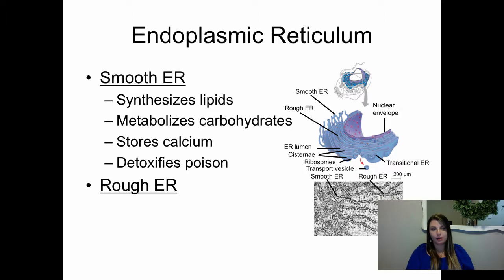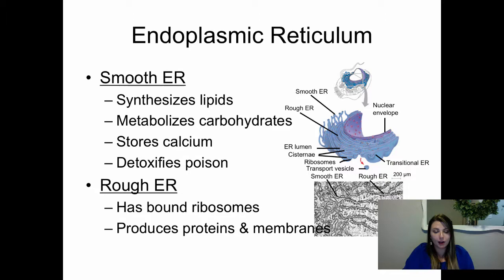Our rough ER is similar to the smooth ER. The only difference is that there are membrane-bound ribosomes. You can actually see some membrane-bound ribosomes right here on that endoplasmic reticulum. So rough ER, again, has those bound ribosomes, and it helps in the production of proteins and membranes.